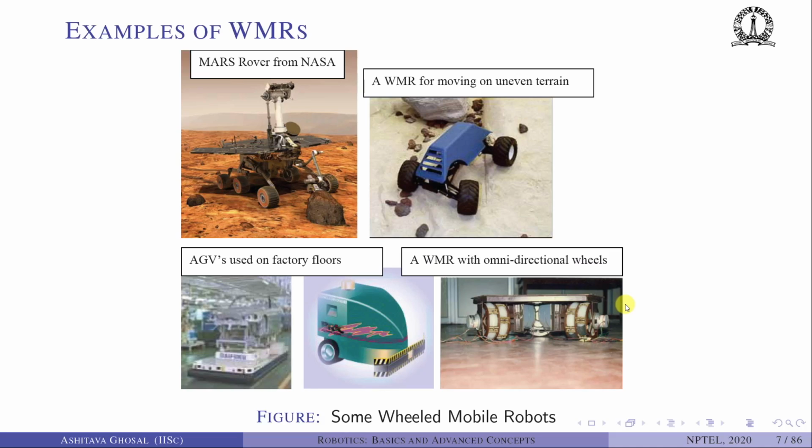So a few examples of WMRs. On the top, we have this Mars rover from NASA. Then we can have some wheeled mobile robots. This is from the internet, which is moving over uneven terrain. We also have AGVs. These were the first wheeled mobile robots, these two. And then we had built a wheeled mobile robot with what are called omni wheels. Okay, we will discuss this in more detail. This robot was built in our lab.